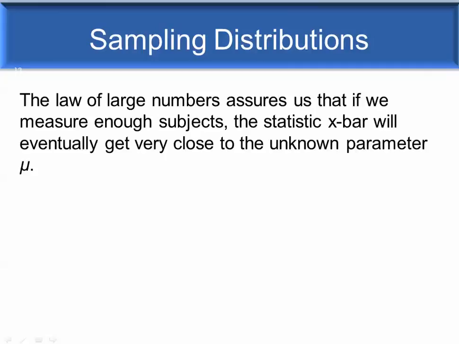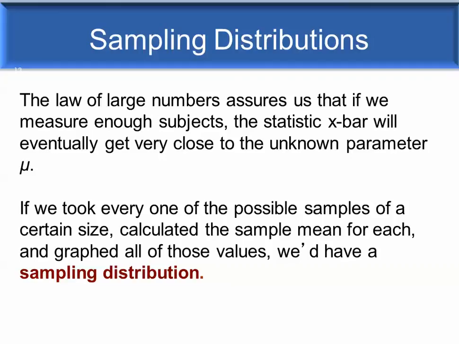So as we talk about sampling distributions, we've talked about the fact that if we measure enough people in a sample, the statistic X bar gets us closer to that unknown parameter of mu. But what happens if we take every single possible sample of a certain size and calculate the sample mean for each and graph that? We'd end up with a sampling distribution. So again, if we had 10,000 people and we know the law of large numbers says we want a good size sample, and 100 people is going to give us, according to the law of large numbers, a good enough sample to estimate the parameter.